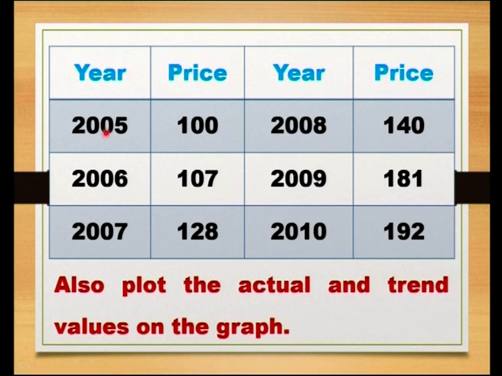So, the values are given from 2005 to 2010, 6 values are given. Corresponding to the year 2005, 100 rupees is the price of the commodity, and for 2006 it is 107, for 2007 it is 128, for 2008 it is 140, for the year 2009 it is 181, and for the year 2010 it is 192. Also plot the actual and trend values on the graph.